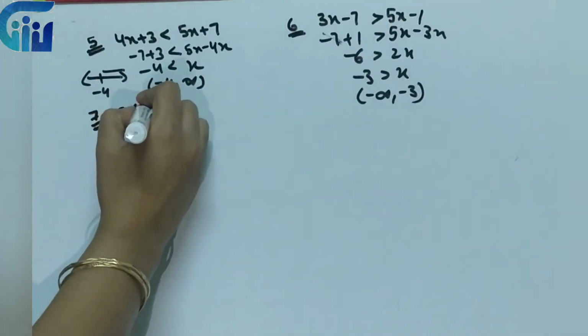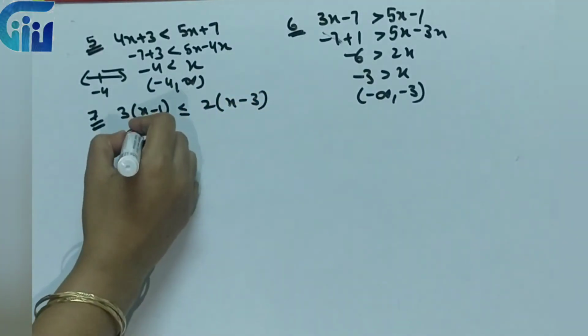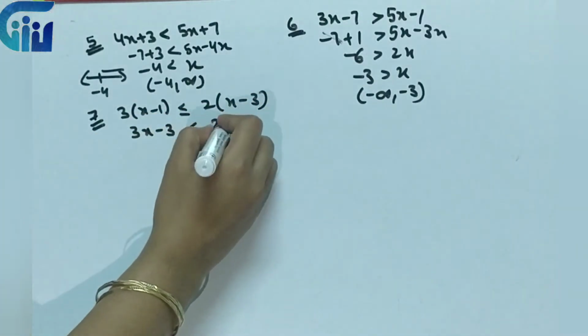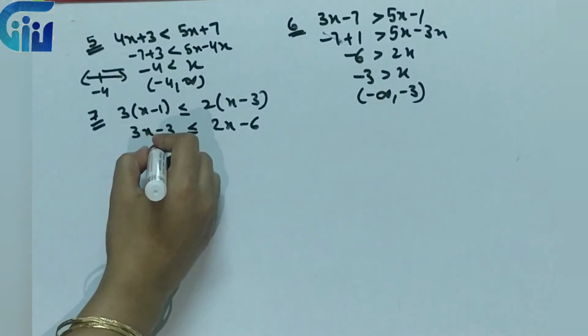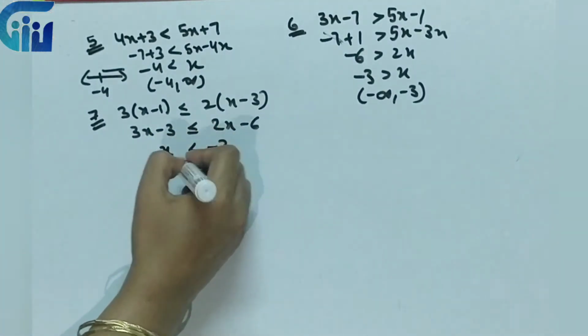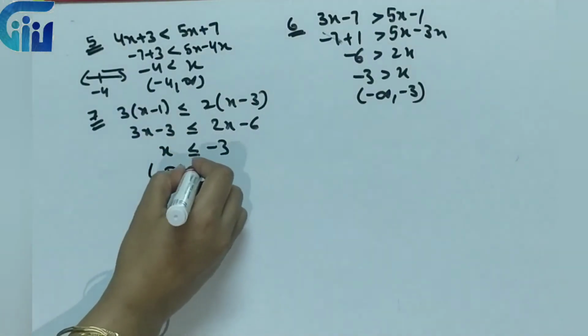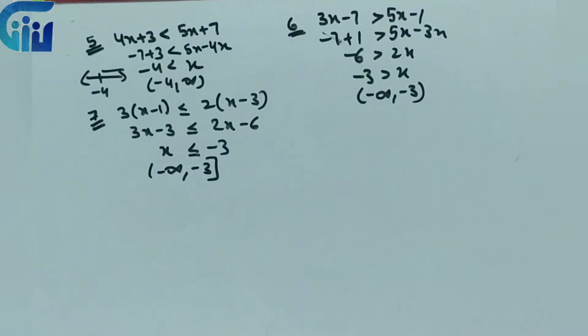It says 3 times x minus 1 is less than or equal to 2x minus 3. So we will multiply. It will be 3x minus 3, 2x minus 6. So 3x minus 2x will give me x less than or equal to minus 6 plus 3, which gives me minus 3. So x is less than or equal to minus 3. So minus infinity to minus 3, now we will have a square bracket.